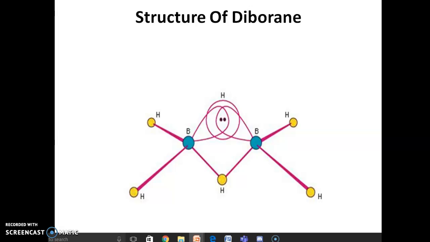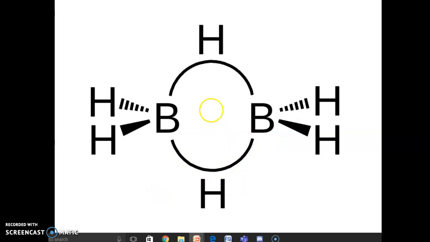This is the actual structure of diborane, wherein we can see the two boron atoms and totally 6 hydrogen atoms: 1, 2, 3, 4, 5 and 6. And this is the actual picture of the diborane, wherein you can see the 4 hydrogens form bonds in the plane of the molecule, and 2 hydrogen atoms form bridge bonds between the 2 boron atoms.